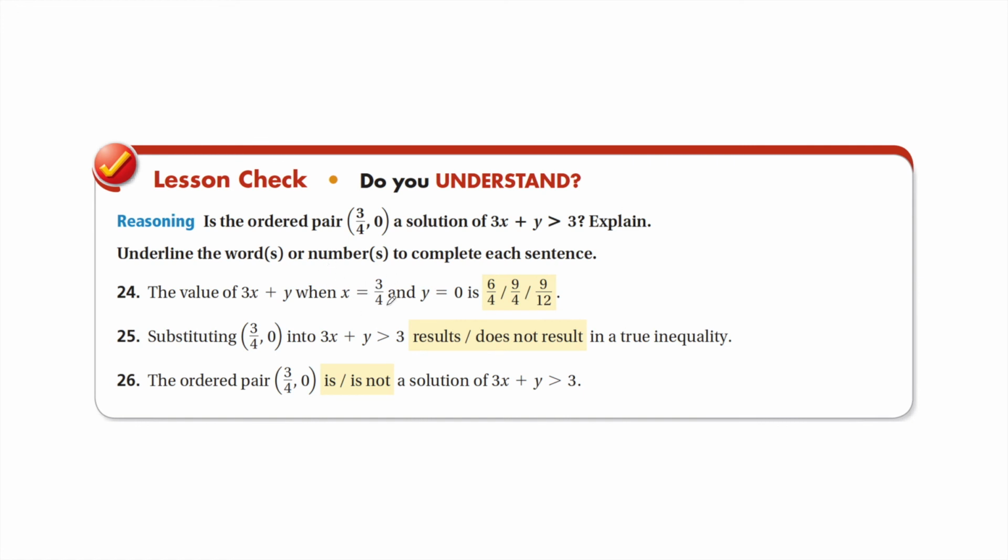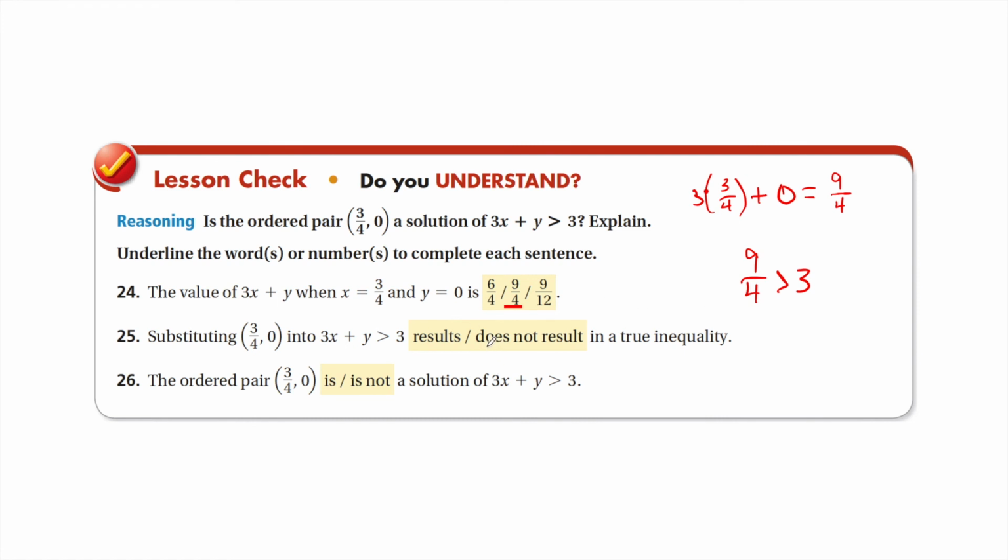Well, if x equals 3 over 4, I'm going to have 3 times the 3 over 4. And then I'm going to be adding that to our y value, which we said was 0. So the full thing would be 3 times 3, because we just multiply straight across, and you get 9 over 4. So the answer for this one will be 9 over 4. Now, substituting in 3 over 4, 0 into this entire inequality results or does not result in a true inequality. Well, we got 9 over 4 when we simplified it, so we can just write it as 9 over 4 must be greater than 3. And is that true or no?